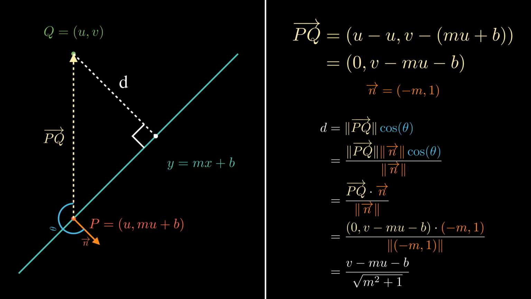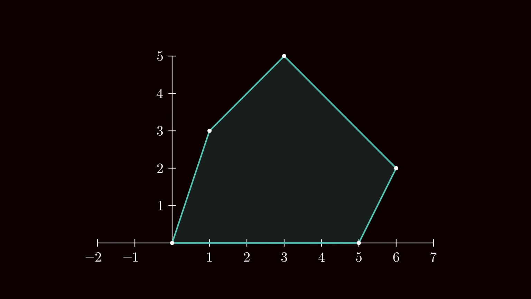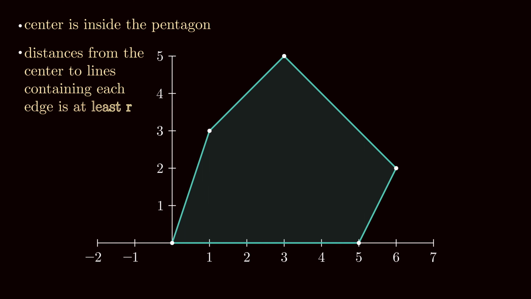This can be used to ensure the center lies inside the pentagon. Alright, let's go back and use our new profound knowledge to derive our constraints. Recall the two conditions we had before for a pizza to be inside the pentagon. Again, let's let the center of the pizza be Q.